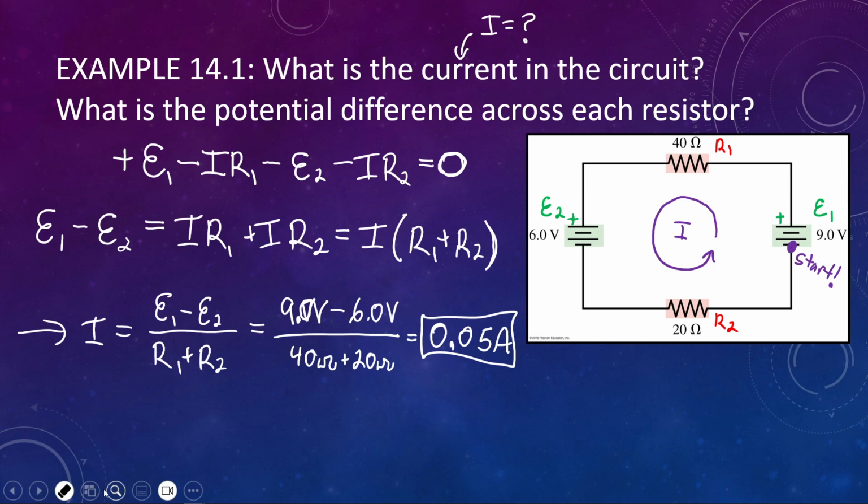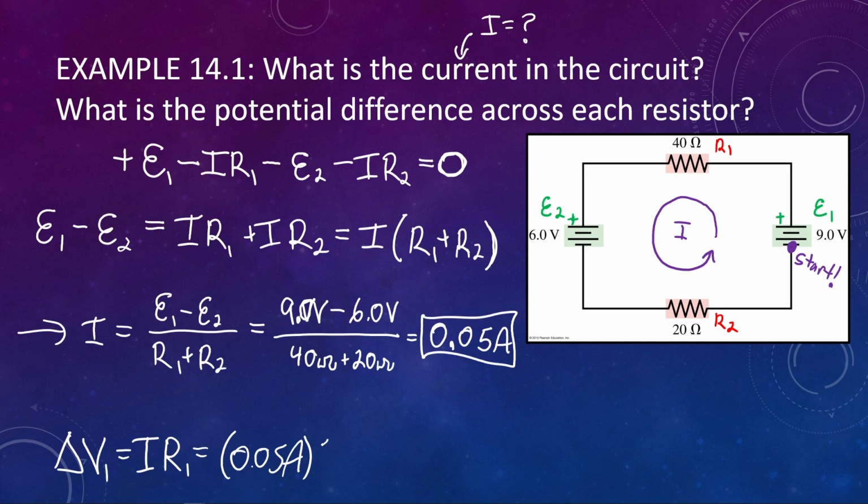Okay. There is a part B to this question. It also asks us to figure out the potential difference across each resistor. Well, thankfully, this is actually pretty easy. Potential difference across a resistor, again, is given by Ohm's law. So this would just be I times R1. In other words, a current of 0.05 times a resistance of 40 ohms for the first resistor. So this would give you 2 volts.